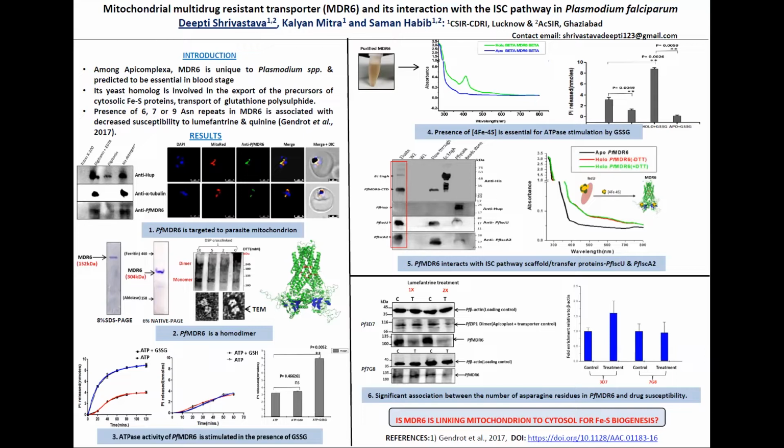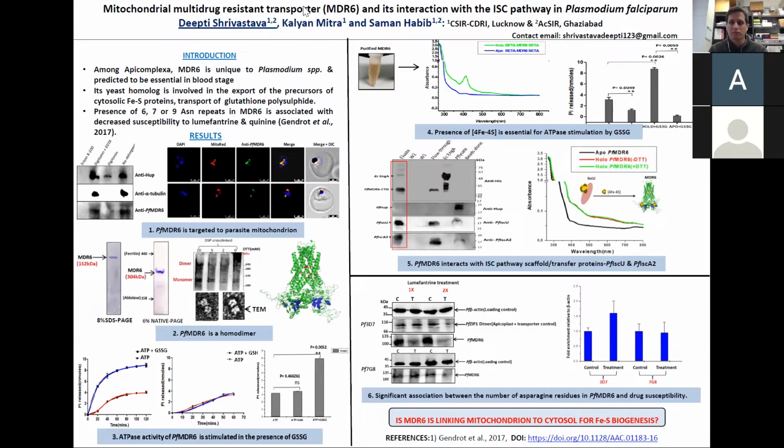number of asparagine residues and drug susceptibility. So for that, we gave lumefantrine treatment to the sensitive and the resistant line, and through Western blotting, we observed that there is a decrease in the expression of MDR6 in the sensitive line as compared to the resistant line. And further, through quantitative PCR, we saw that there was no change in the transcript levels, suggesting that lumefantrine is inhibiting protein synthesis, playing some role in the expression level of MDR6 at the translation level.